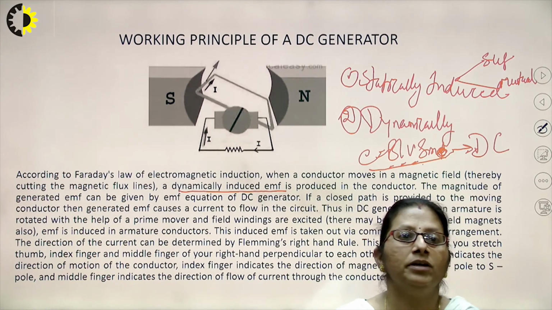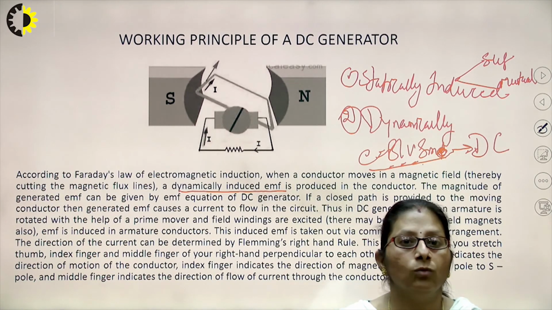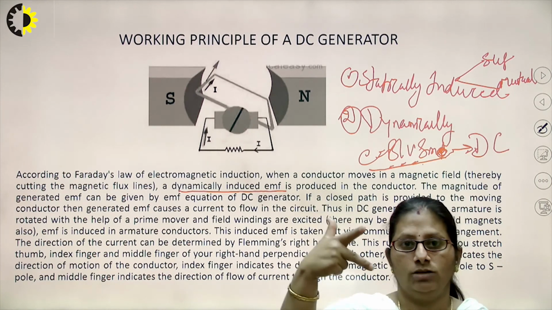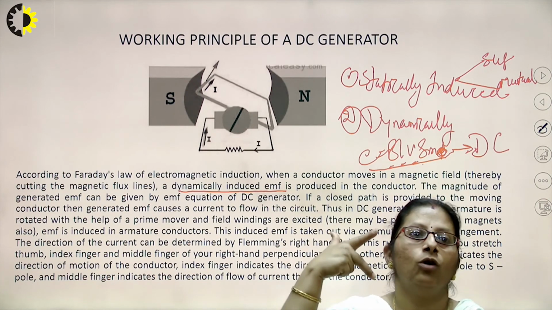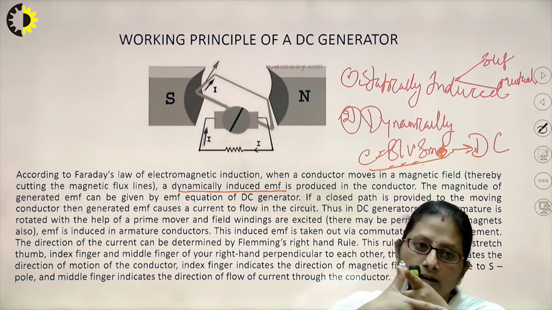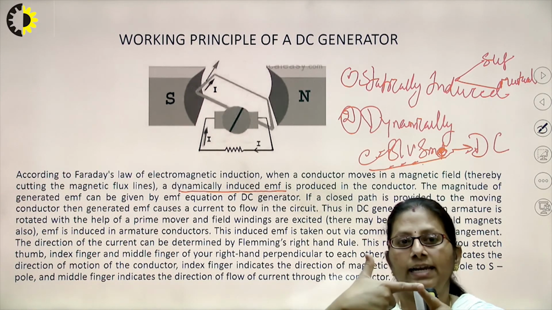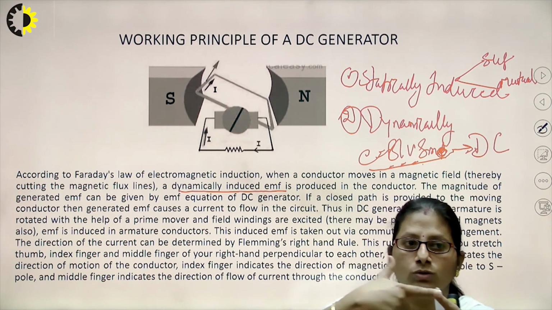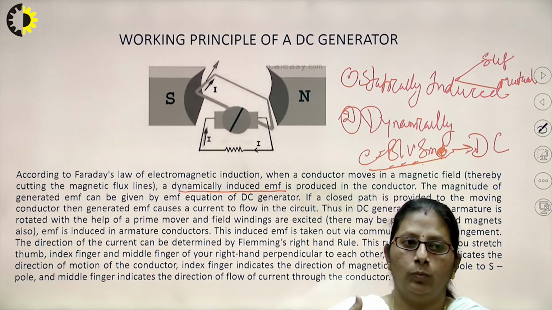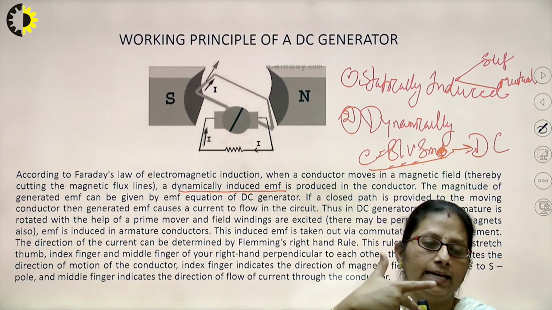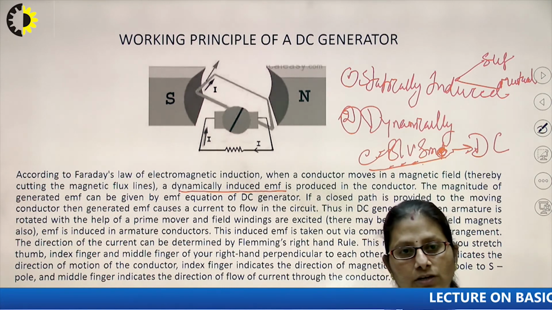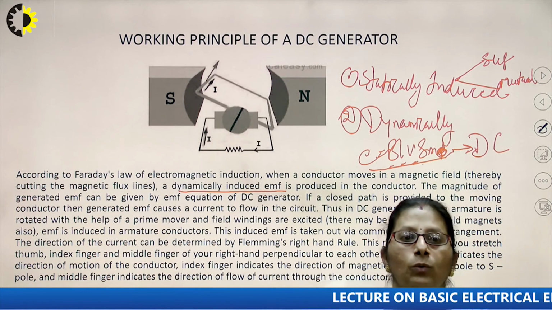The direction of the current can be determined by Fleming's right hand rule. What is Fleming's right hand rule? This rule states that if we stretch the thumb, index finger and middle finger of our right hand perpendicular to each other, then the thumb indicates the direction of motion of the conductor, the index finger indicates the direction of the magnetic field, which is always from north pole to south pole, and the middle finger indicates the direction of flow of current through the conductor, which is unknown in a DC generator and can be found using Fleming's right hand rule.